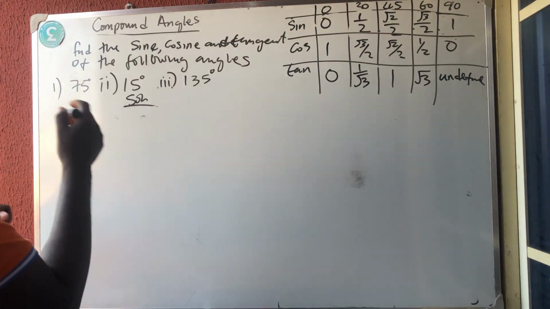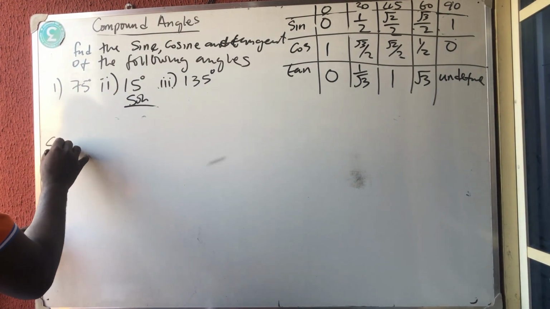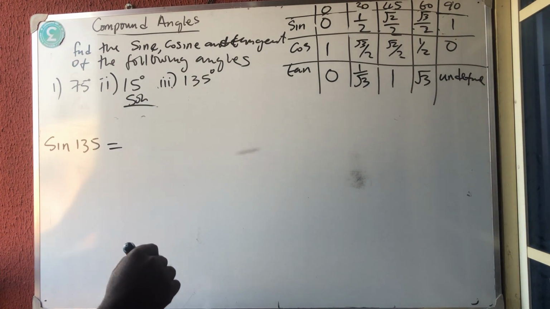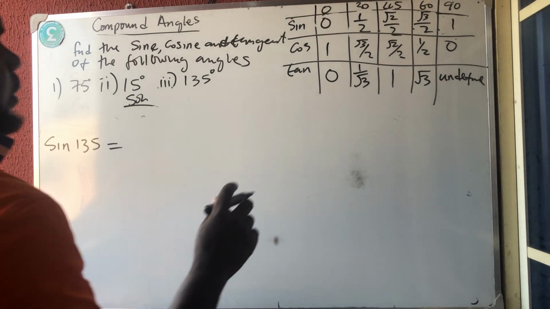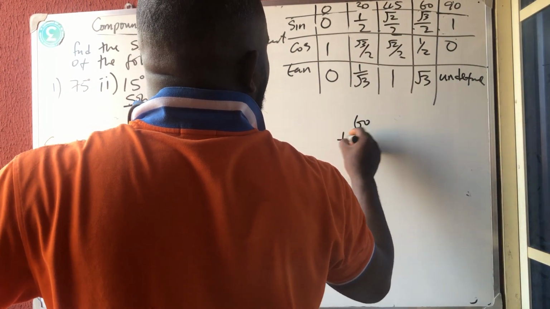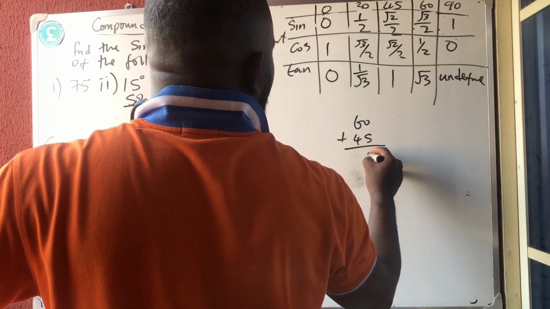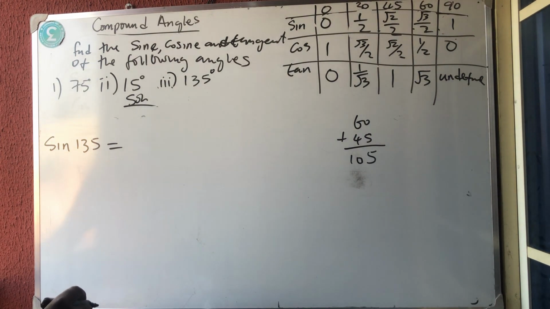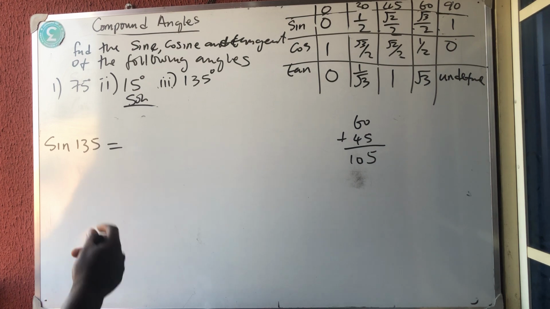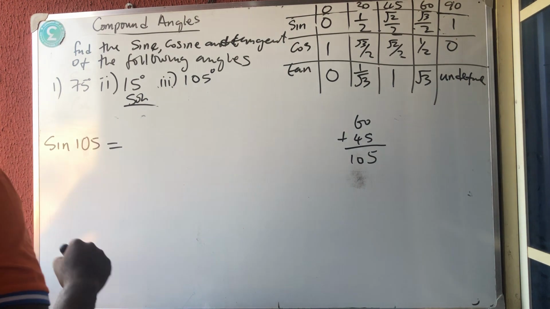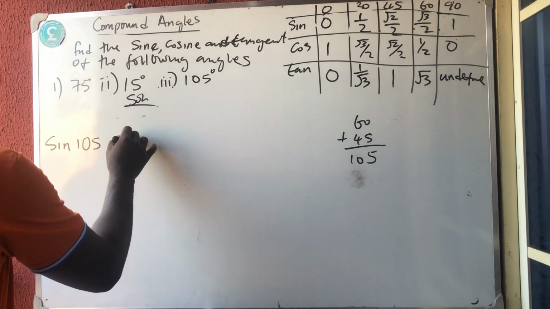So the next one I'm going to look at is sine 135. 135 is something like saying which of the special angles can give us 135. 60 and 45. 60 plus 45 will give you 105. Okay, 105. Is there any one that can give us 135? Okay, let me use 105. So 105 is 60 and 45, which is what?